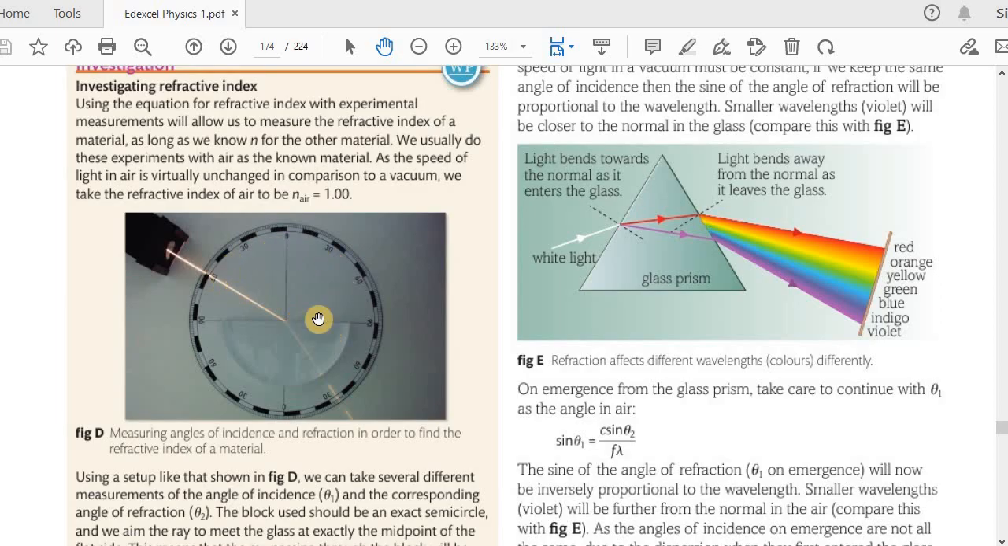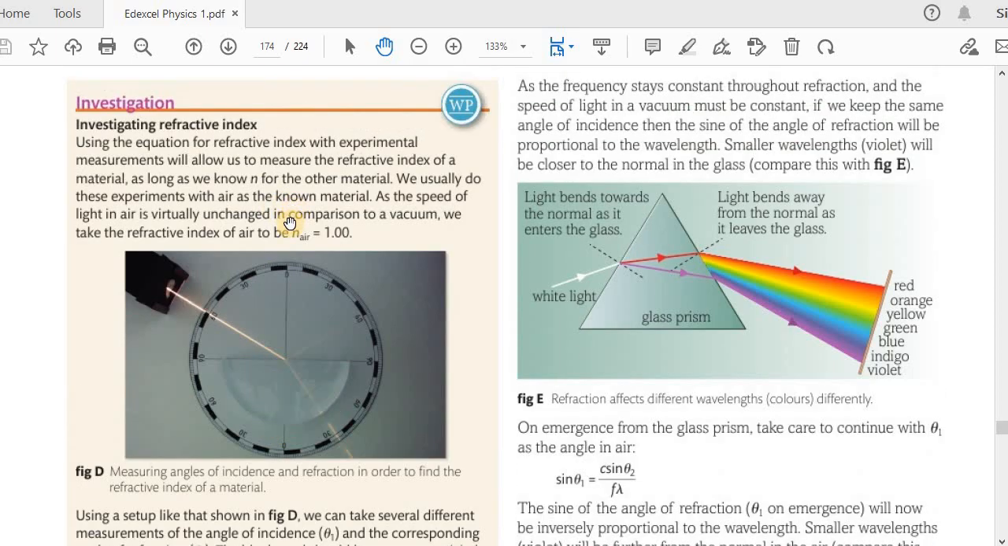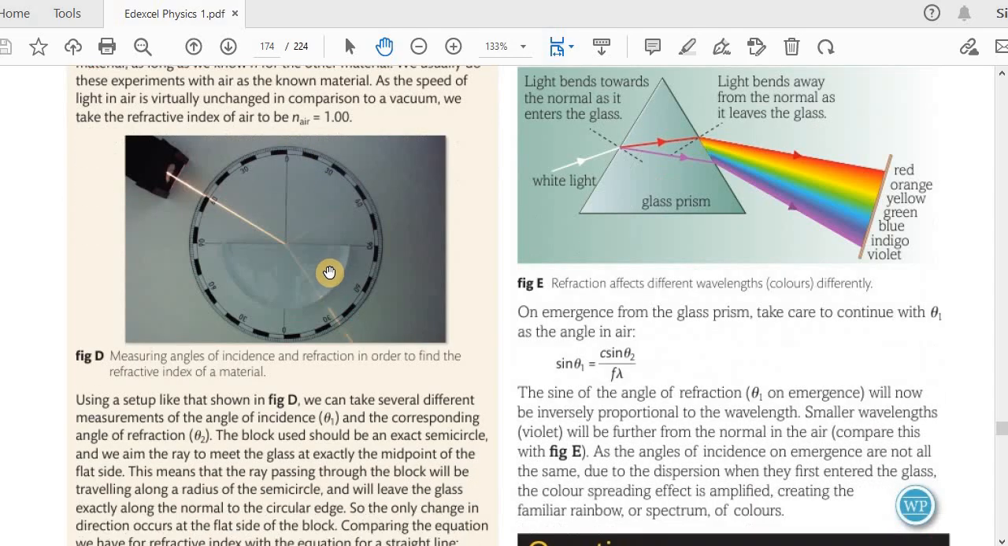So this is air. This is air. And this is some other material. Maybe it's glass. And remember also, we take it from air because the refractive index of air is 1. In this way we can investigate refractive indices, measuring angles of incidence and refraction in order to find the refractive index of a material.